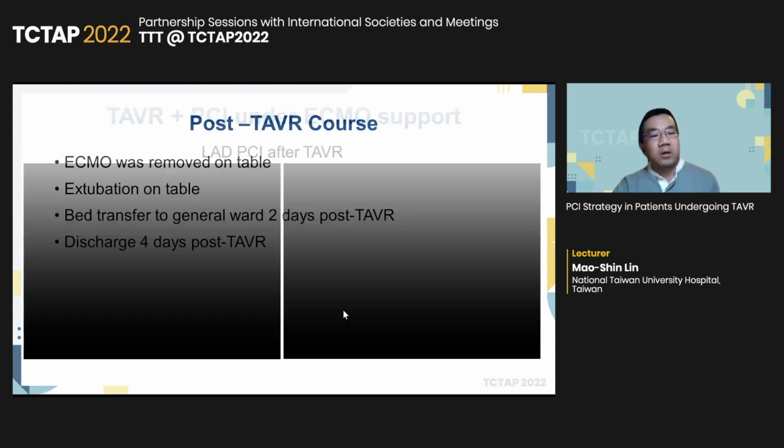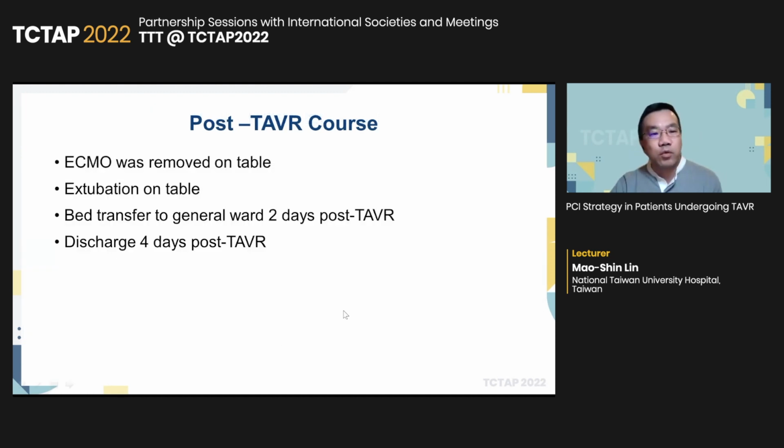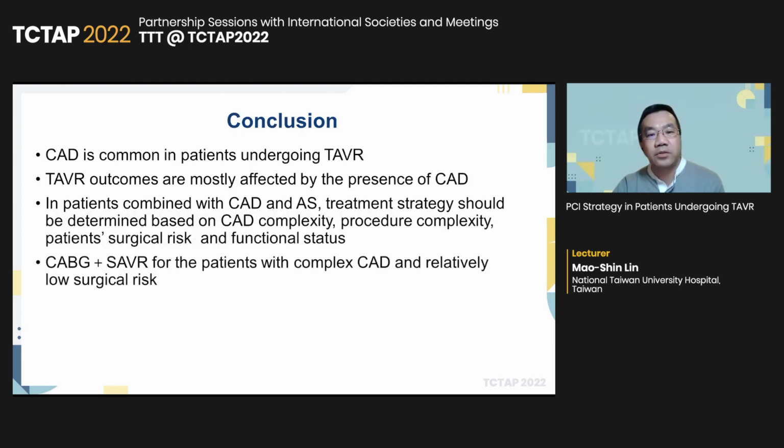The ECMO was removed and the patient was extubated on table. She was transferred to the general ward 2 days after TAVR and discharged 4 days after TAVR. So I conclude that CAD is very common in patients undergoing TAVR, and the presence of CAD will impact the patient's TAVR outcome.